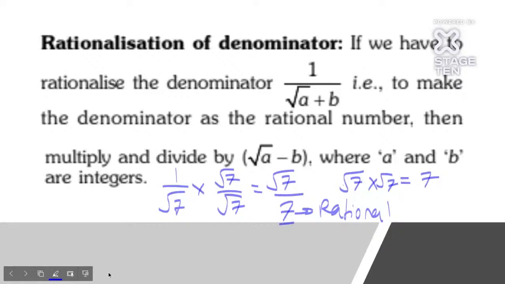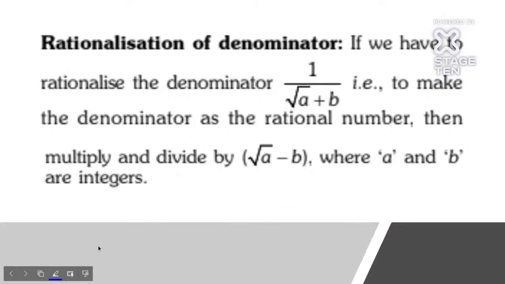So as I said, this becomes my rational number. Okay. Now, if I have it in the form of root a plus b, how will I do that? See, if I have 2 by root 7 plus 1, this is my number. Now I have to rationalize it. So whenever you have it in this form, root a plus or minus b.